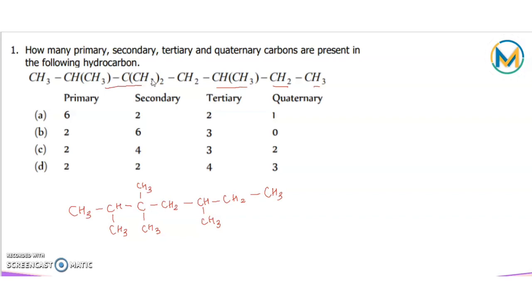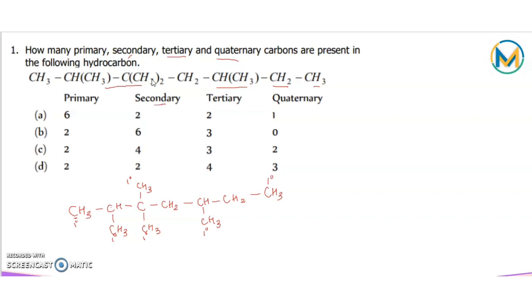Now we have to find the primary, secondary, tertiary and quaternary carbons. Now first of all, what is a primary carbon? The carbon which is attached to only one carbon atom. Okay, so this is one primary, this is one primary, this is primary, this is primary, this carbon is primary and this carbon is primary. That is the CH3 groups.